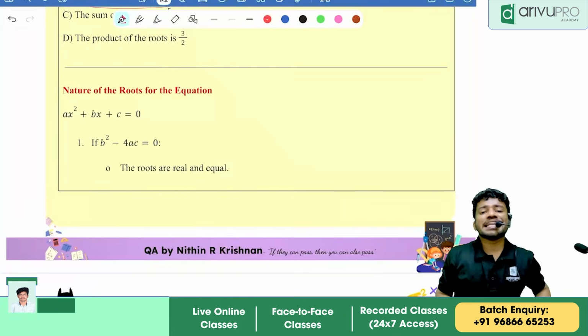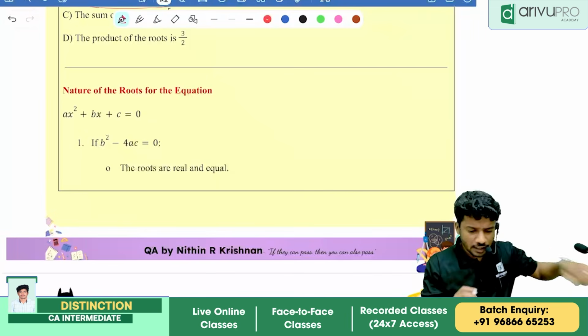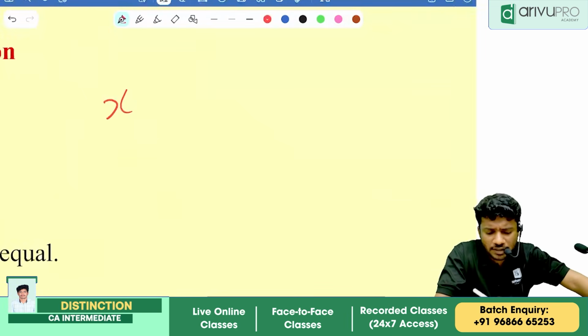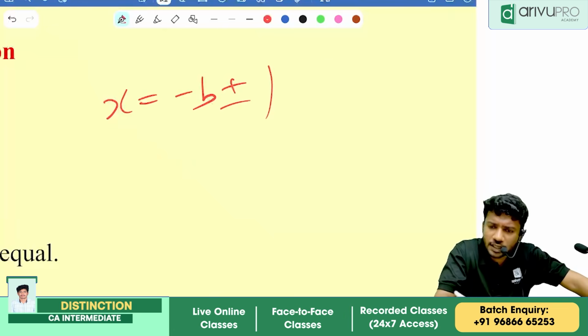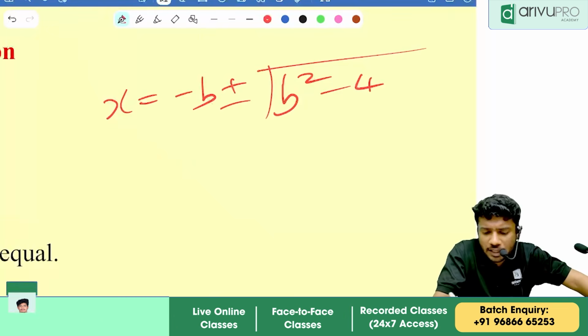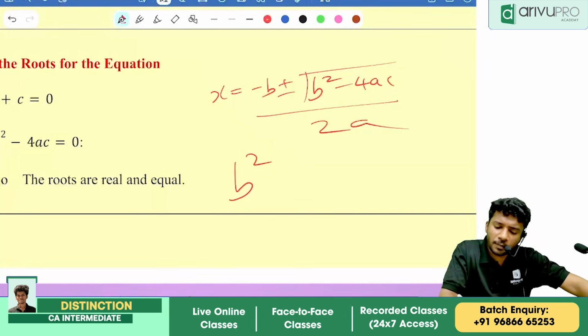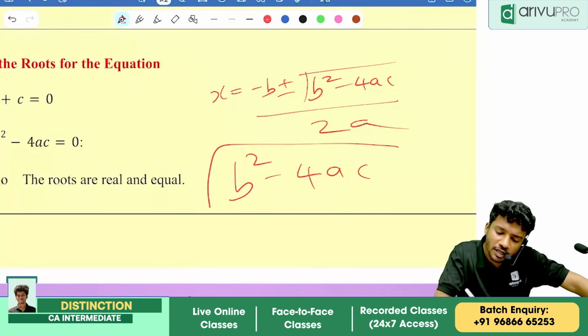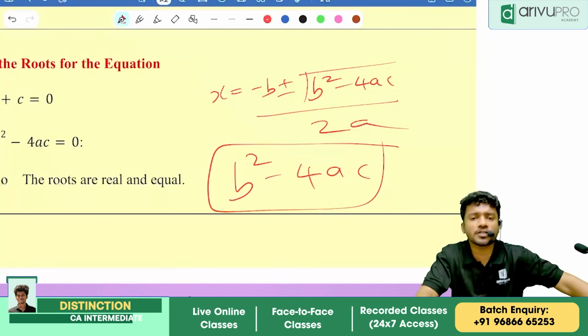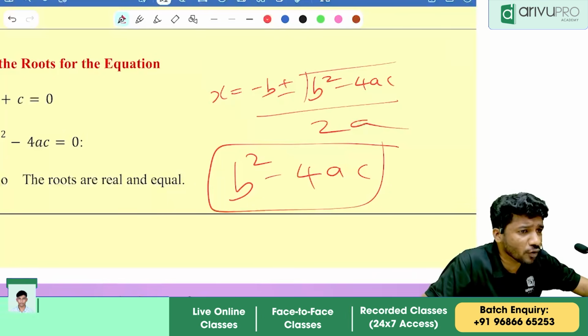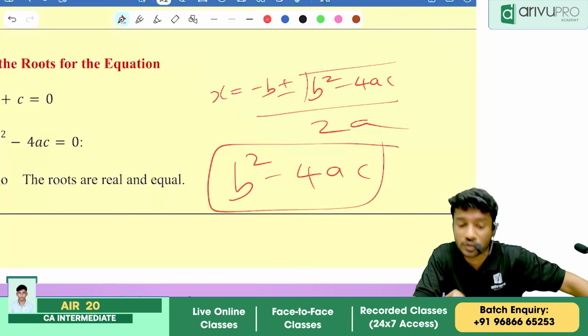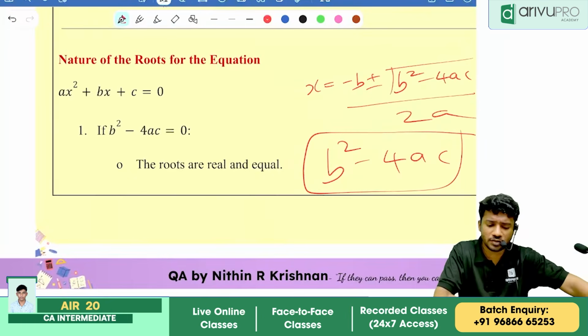Now, nature of the roots of a quadratic equation. People, I told you x is equal to minus b plus or minus root of b square minus 4ac divided by 2a. This b square minus 4ac has very high importance. Based on the value of b square minus 4ac, we can say what type of roots are there. Previous year questions were there.